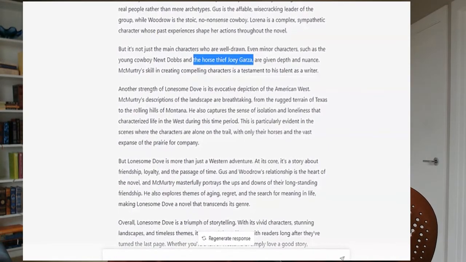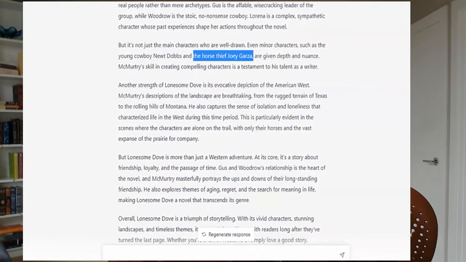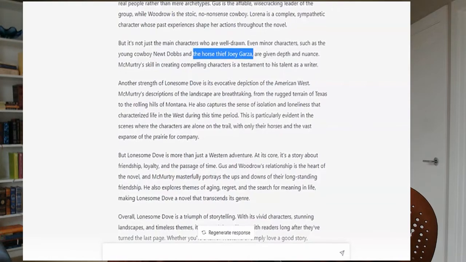Are given depth and nuance. McMurtry's skill in creating compelling characters is a testament to his talent as a writer.